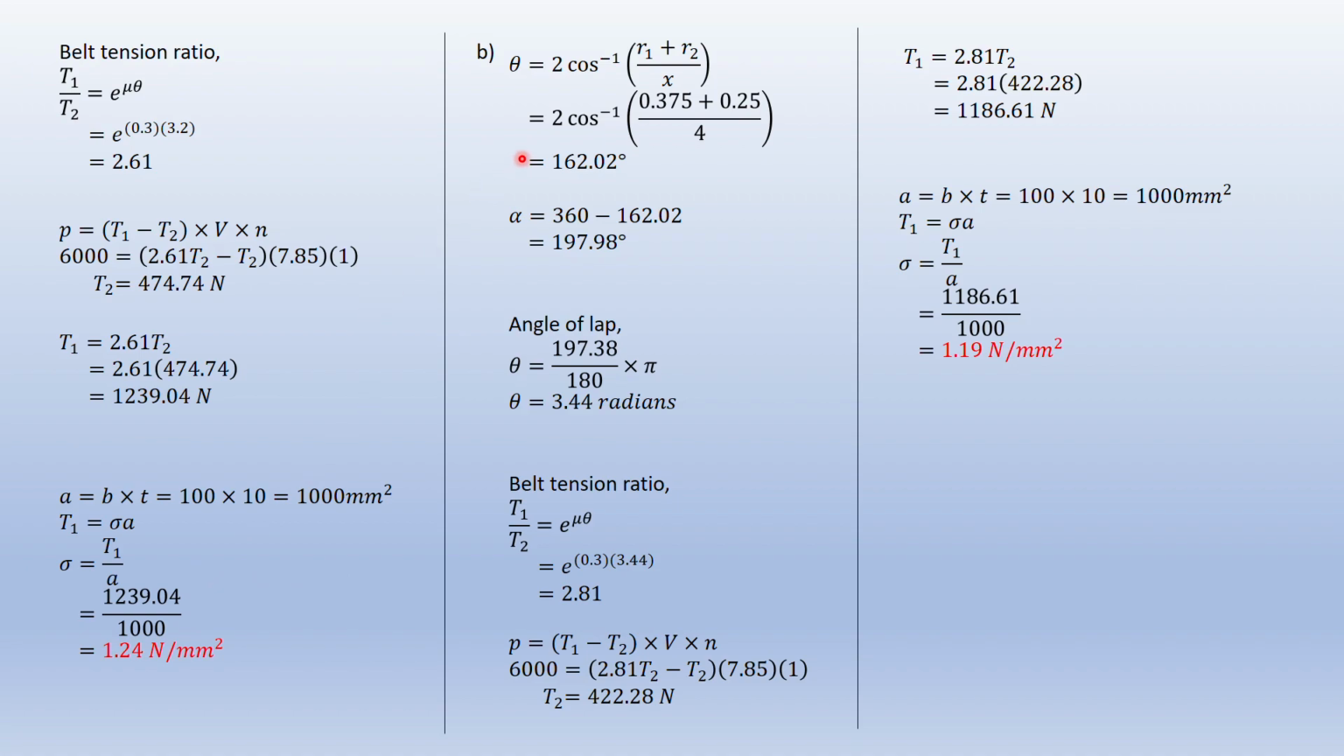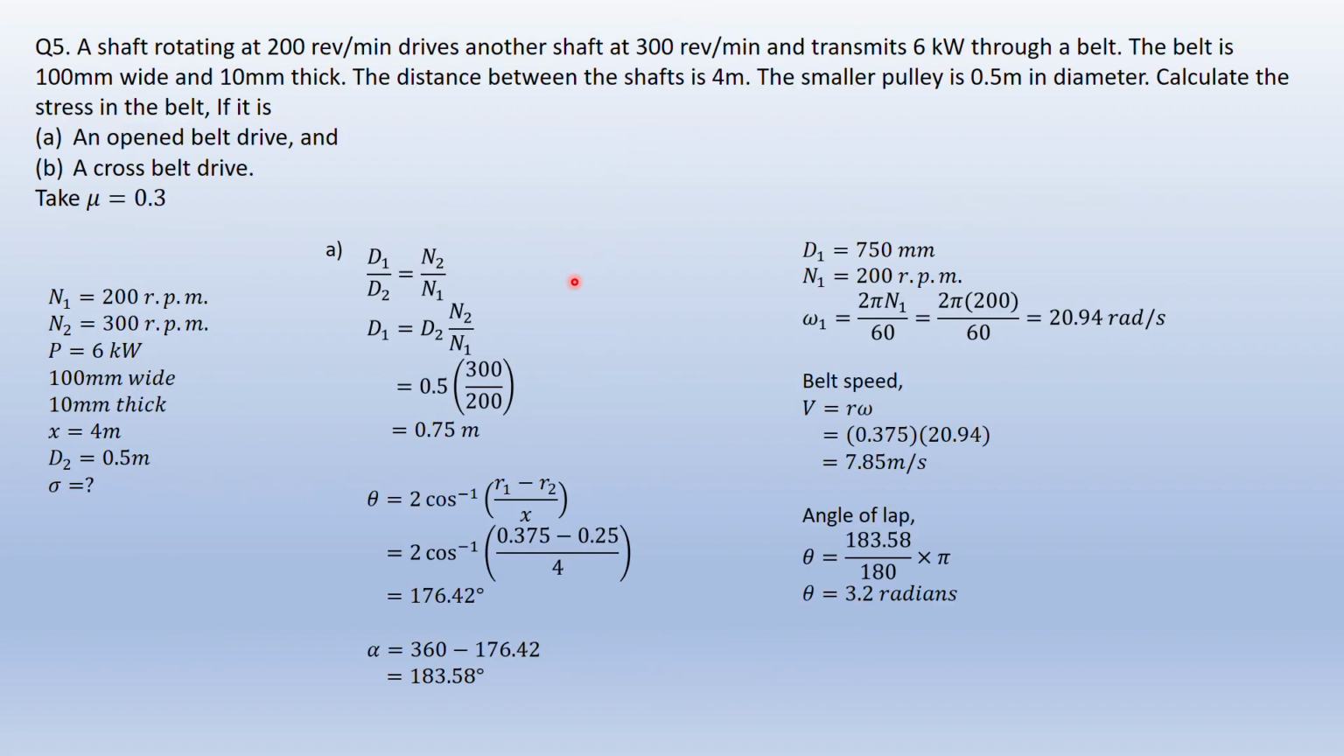Now, case B is for cross belt drive. So here, you have the angle of lap. That is 197.38, because this is a plus. The earlier one is a minus. This is open belt drive. You have to be careful here. Open belt drive, so you use this angle. That means you should be using this angle.